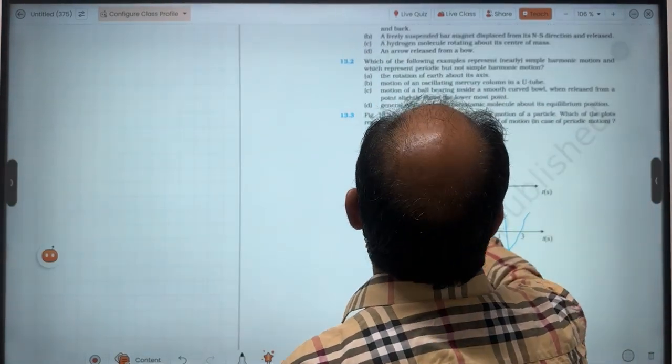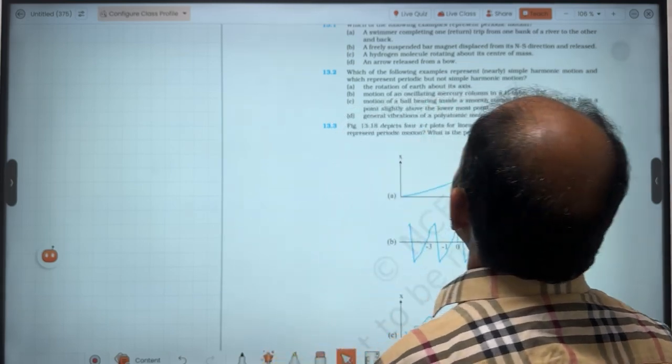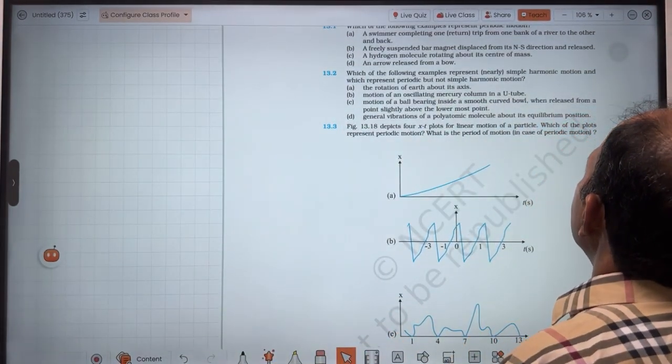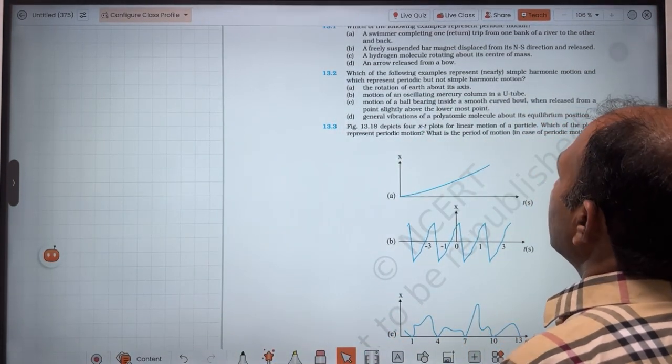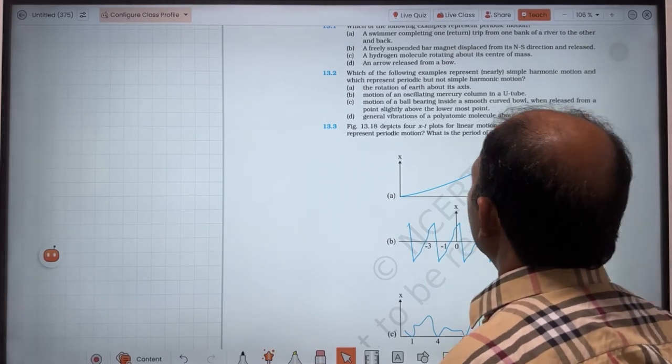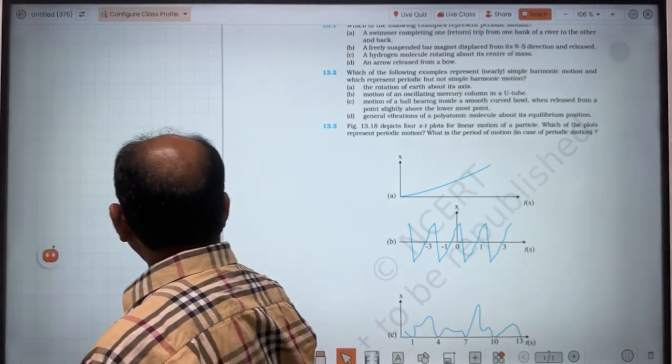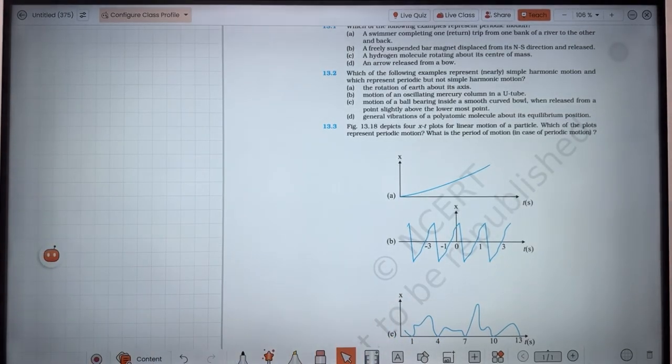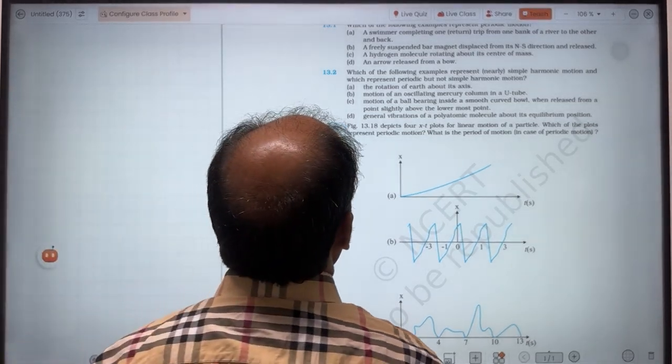Next question says, which of the following examples represent nearly simple harmonic motion and which represent periodic but not simple harmonic motion? So, the first case says the rotation of Earth about its axis. So, is it periodic? Here it will be periodic, but it will not be simple harmonic.